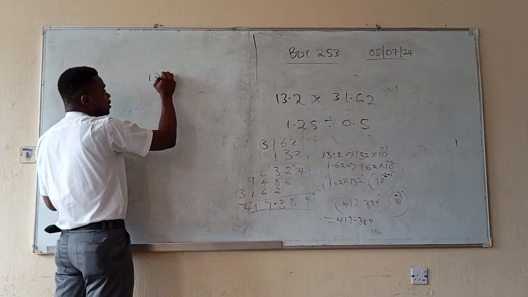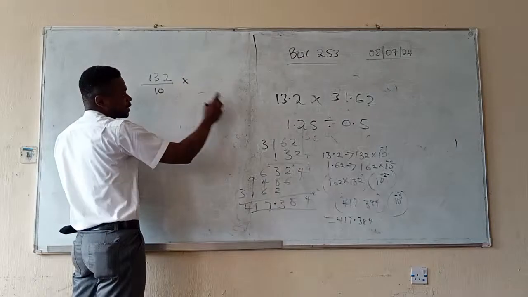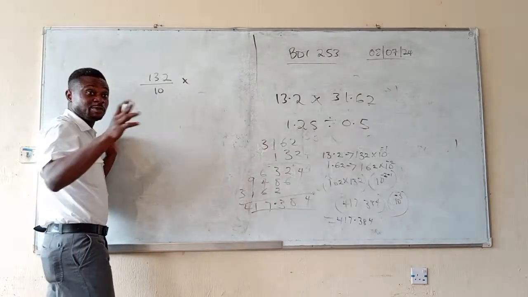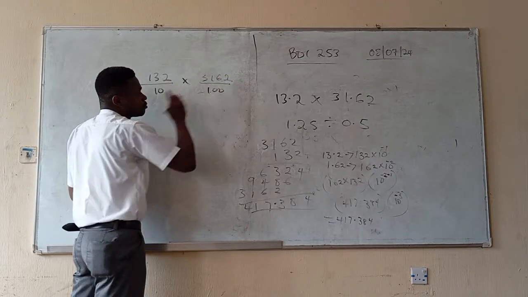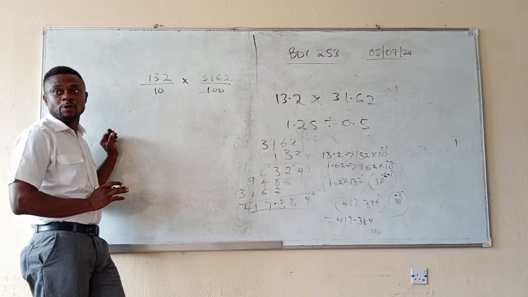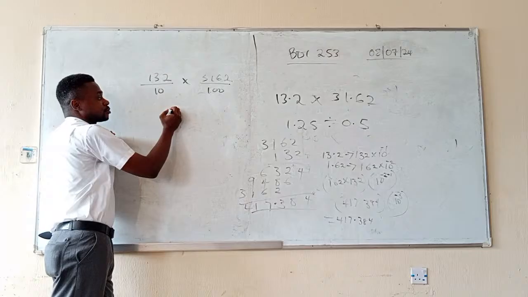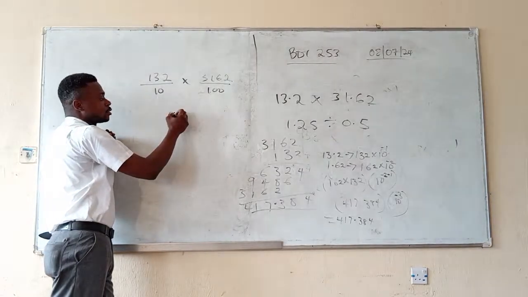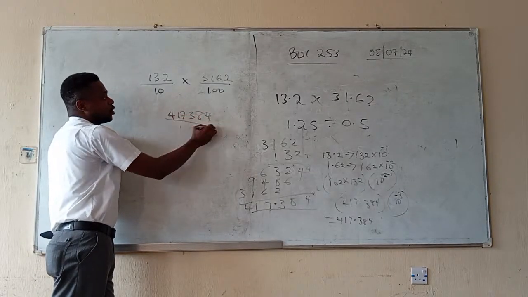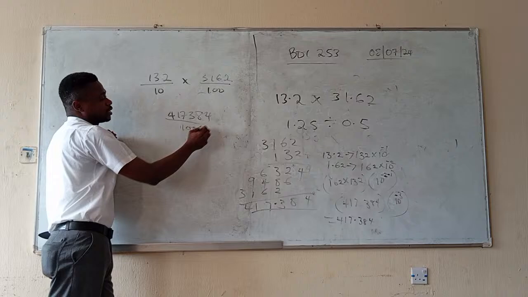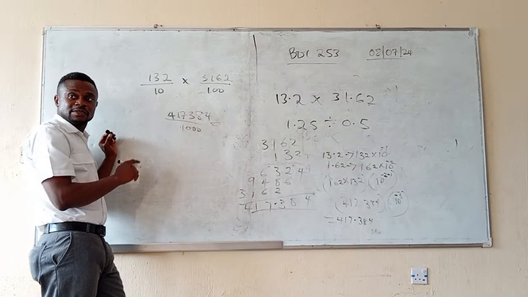So if you move it, this becomes 132 over 10, true of us? Times, and this becomes 3162 over 100. Are we together? Remember our rule of multiplication. Multiply this out. You have 417384, right? Over this time, this is 1000. So move it back to decimal fraction.